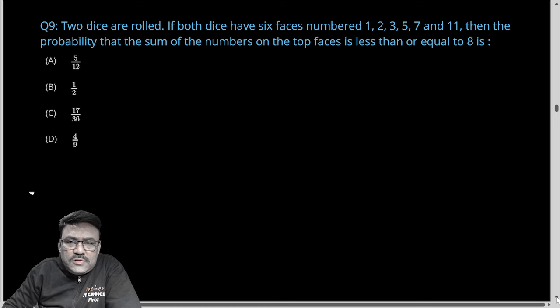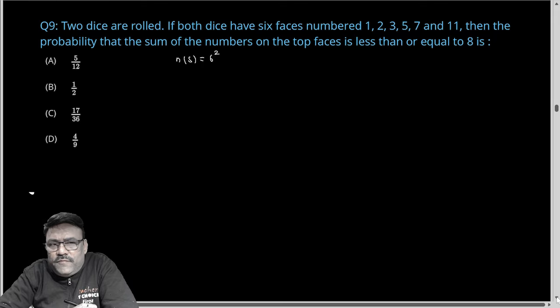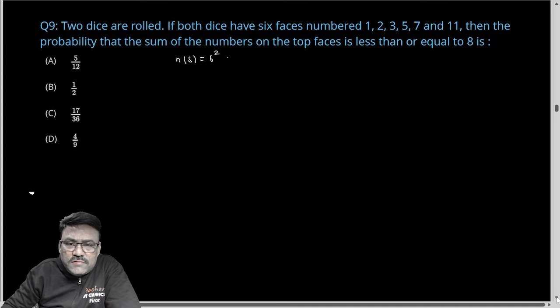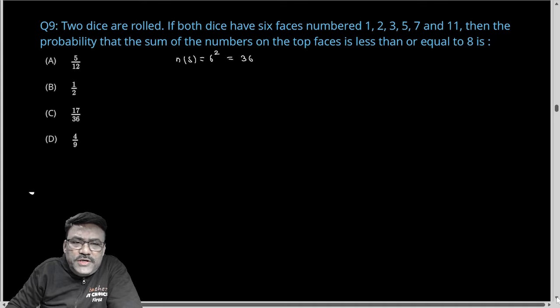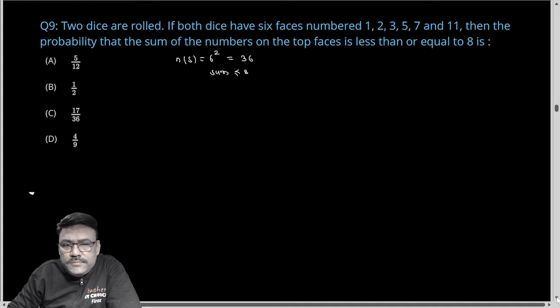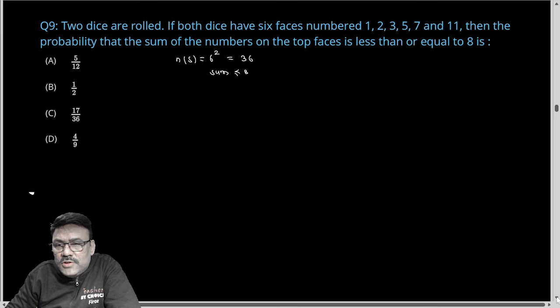So obviously total number of cases here is 36, 6 square. First die can show any of the 6 numbers. Second die can show any of the 6 numbers. 6 into 6, 36. The total cases is 36 here. Now I need the sum of the numbers to be less than or equal to 8.